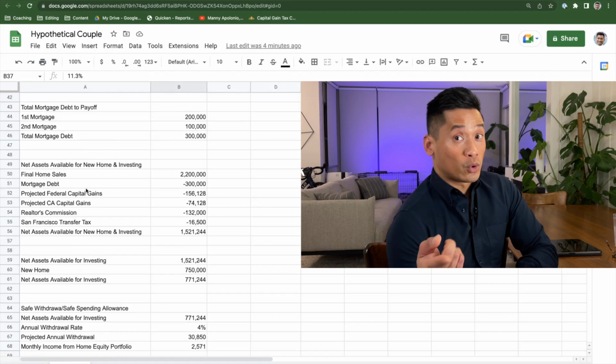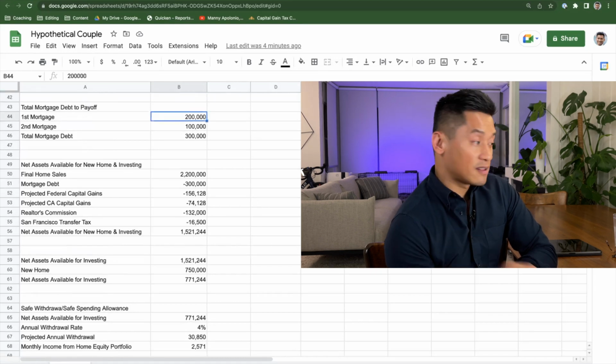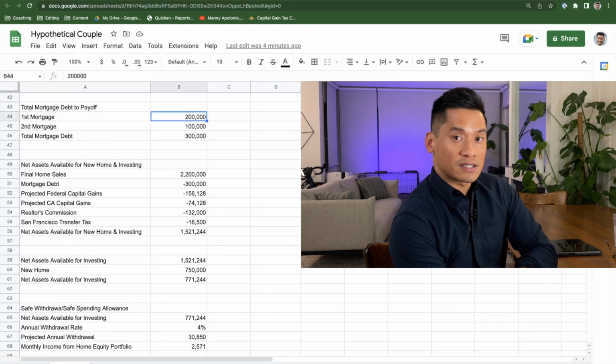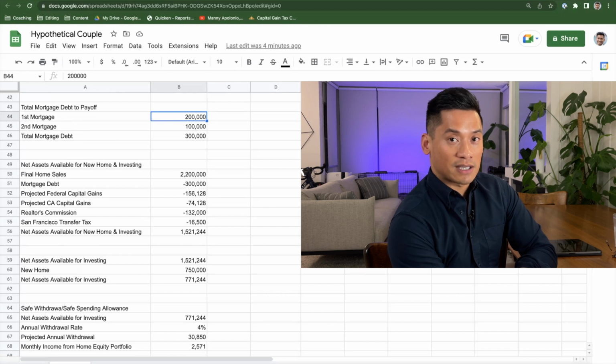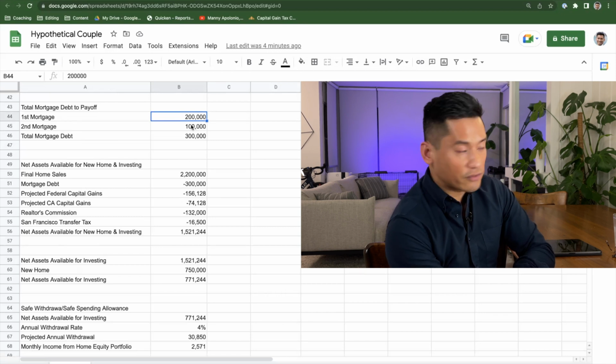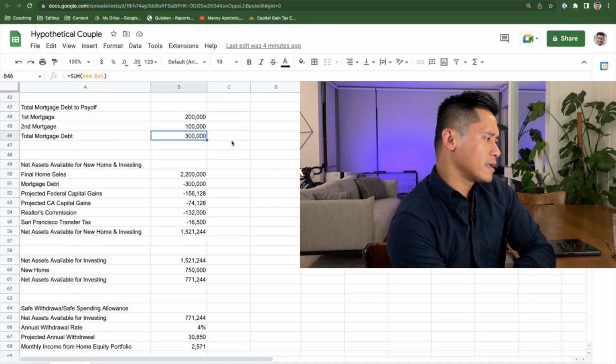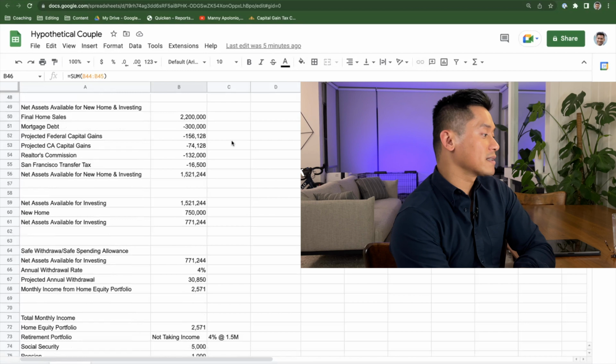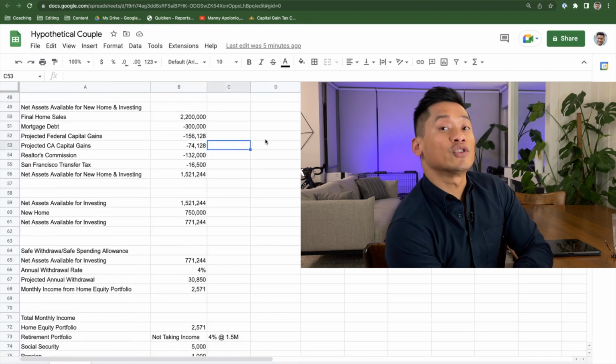Okie dokie. I told you that the couple has a mortgage. They had a mortgage of $200,000, and on top of that, remember they took out $100,000 for the seismic retrofit, to pay off their mortgage to the bank, both mortgages. So that's $300,000. Okay, so now let's find out how much money's left over after everybody gets paid.